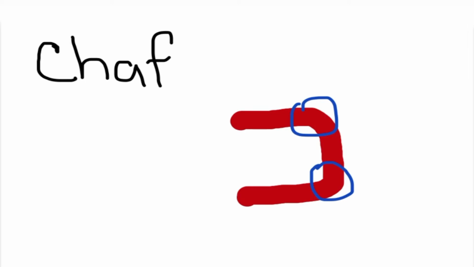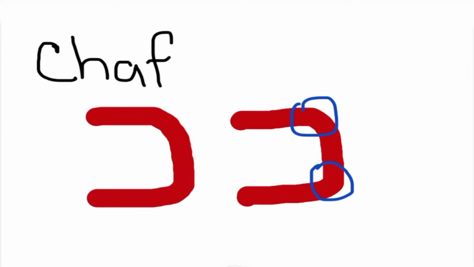Now, we've already learned before that a letter that is dotted has a shorter sound. A letter that doesn't have a dot, with the dotted and non-dotted letters, has a longer sound. So this has no dot. It is a chaf. Chaf, okay? Let's do that again. One more time for you. Chaf.